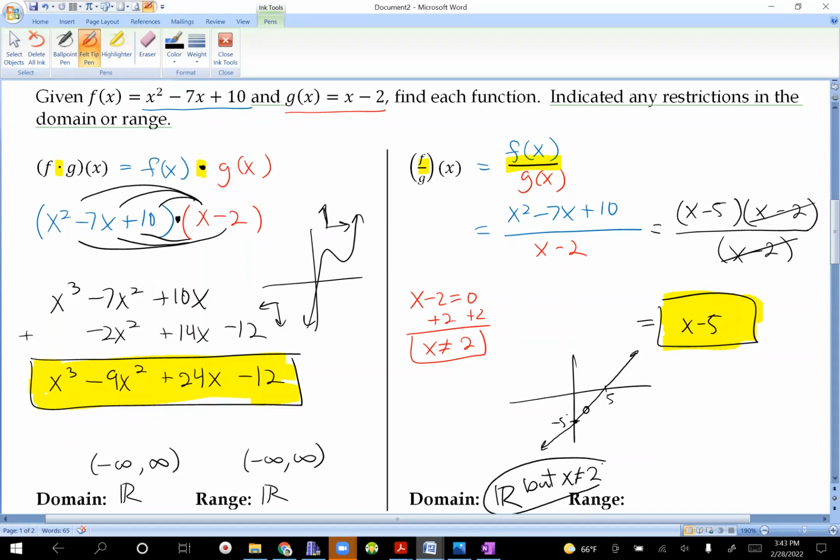I know what you're saying, but it can equal 2 here, but that's not what we're talking about. We're talking about from the original. And for the range here, it's going to be all real numbers, just like that.